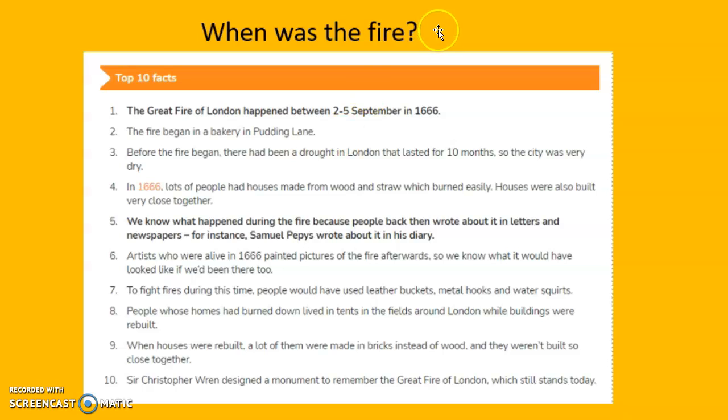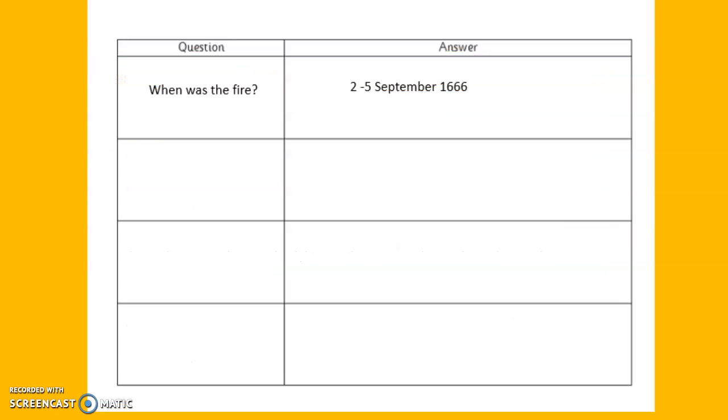But what I want to do, I need to write the answer to this question down because that was one of my questions. So if we go to the next page, do you see here? You can do the same in your book. You can split your page, you can have one heading with questions and you can have one heading with answer. And then I put my question here. So when was the fire? I found out that the fire was between the 2nd to the 5th of September 1666. That's the date that the fire happened. So it lasted for more than one day.